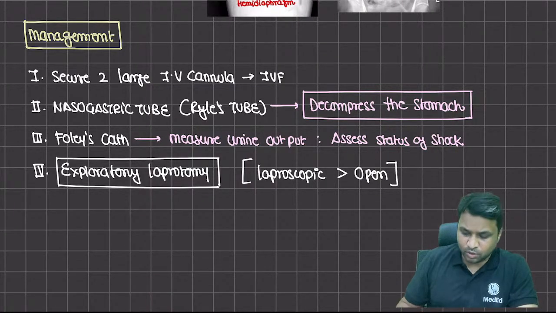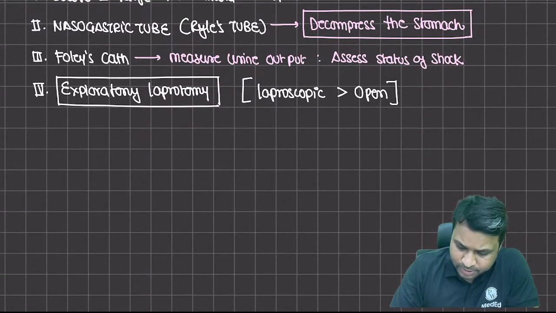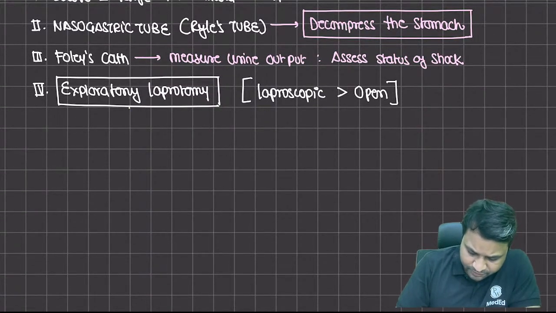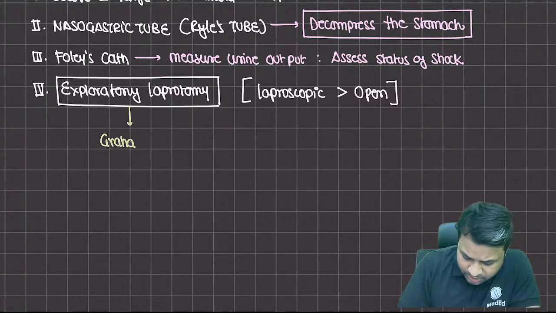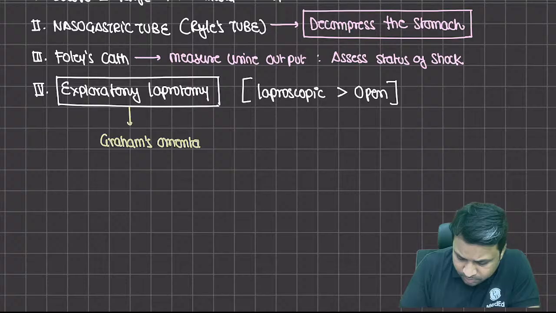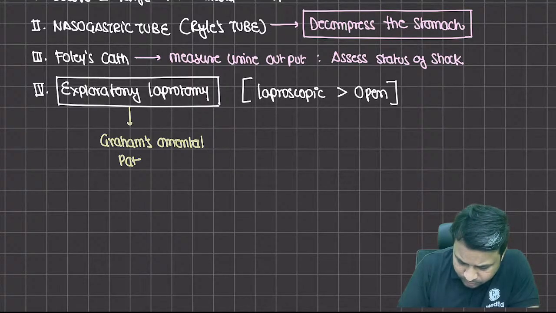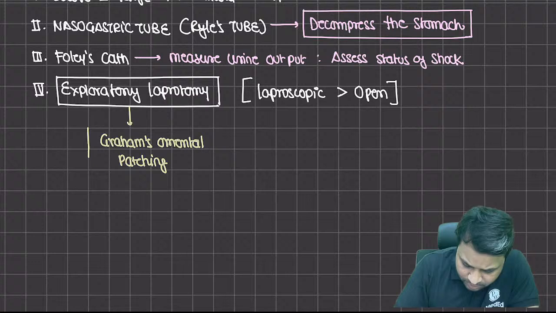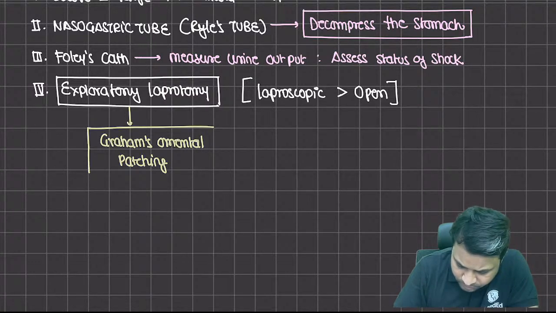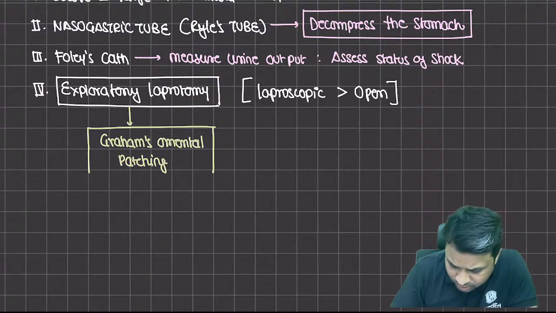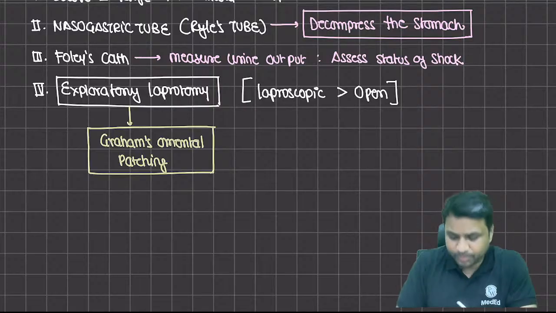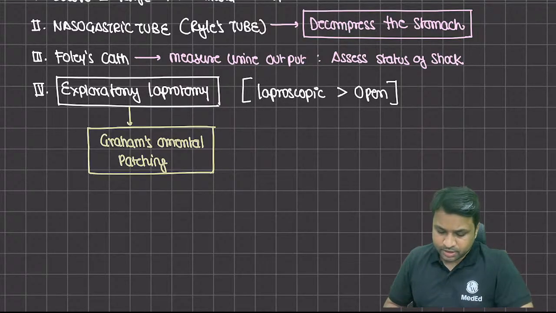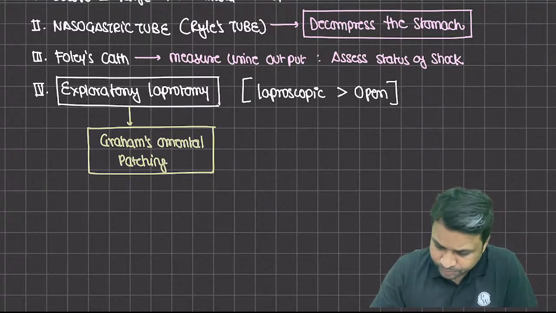Laparoscopic is preferred over open. So what you do in exploratory laparotomy is you will identify the site of perforation and then you do something called Graham's omental patching. You do a Graham's omental patching. This is standard for your perforated peptic ulcer disease, right? Now what is this Graham's omental patching?